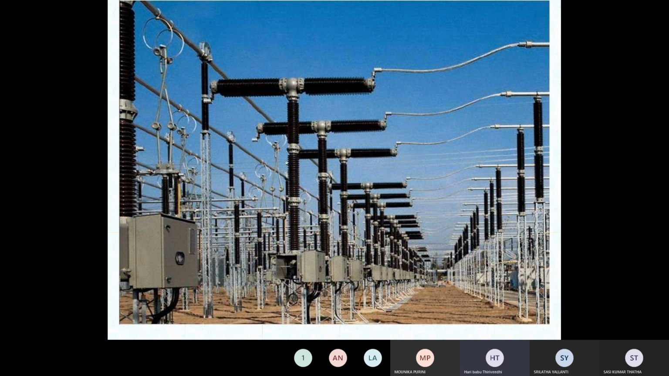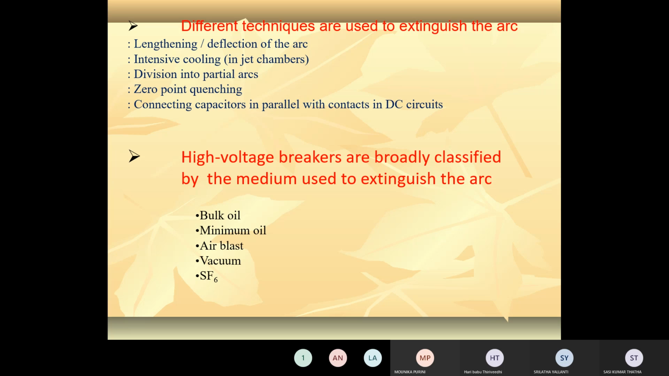Look at the figures. These are the circuit breakers. All the circuit breakers and CTs, PTs connect to the disconnecting switches. How to extinguish the arc: by deflection of the arc, by intensive cooling, division into parallel arcs, and connecting a capacitor in parallel with the contacts of the circuit breaker.